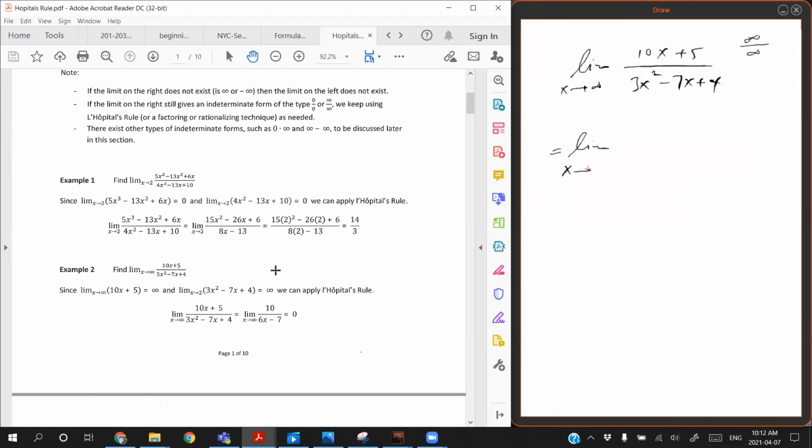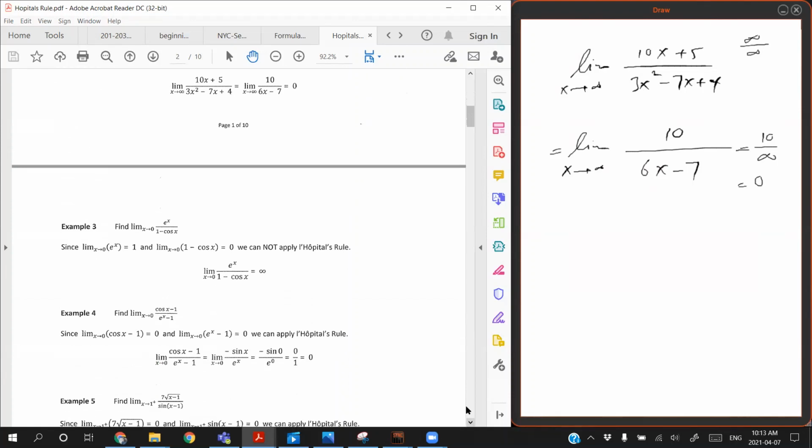So this is going to be limit as x approaches infinity of the derivative of the numerator, which is 10, over the derivative of the denominator, which is 6x minus 7. At this point, if I plug in infinity, I'm going to get 10 over infinity. In other words, on top, I have a constant number, 10, that doesn't change. At the bottom, I have something that approaches infinity. So that's going to be 0, right? Is that clear? If you have a fraction and the numerator is a constant and the denominator is increasing without bounds, then that fraction is going to approach 0.